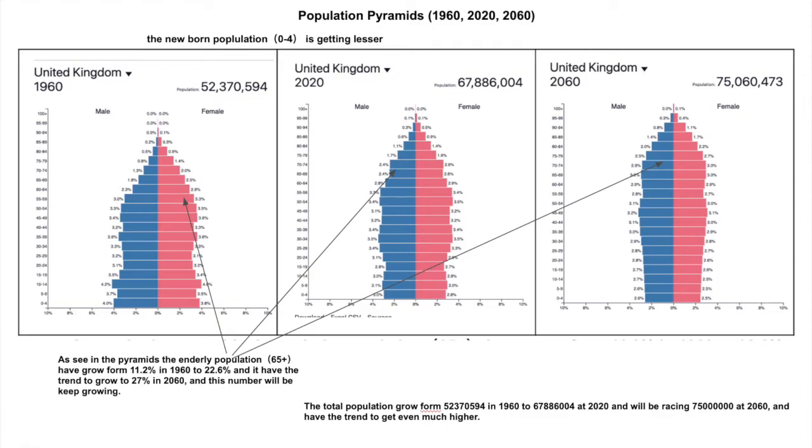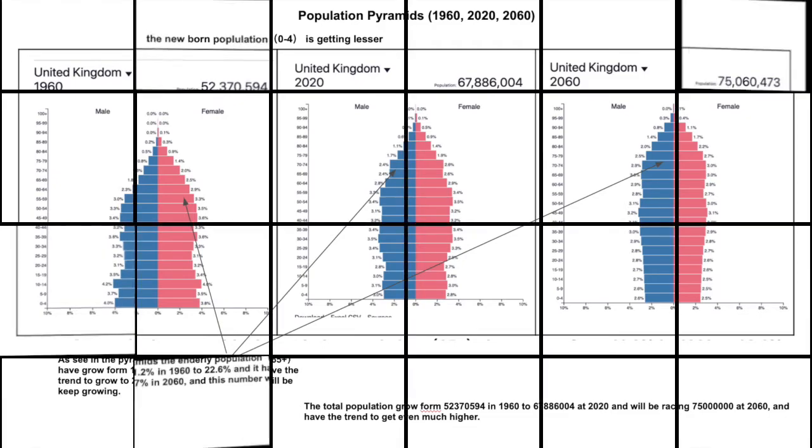And now even the new population is getting less. The total population is still growing. Till 2060, there will be a growth of 20 million, and this will cause a big overpopulation problem.